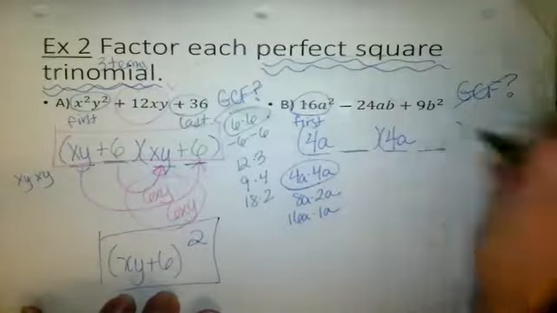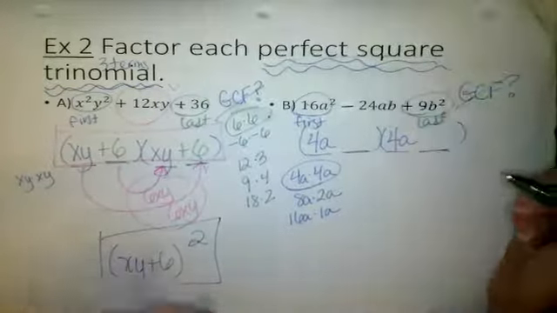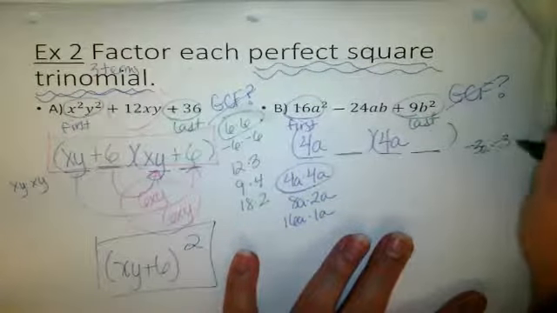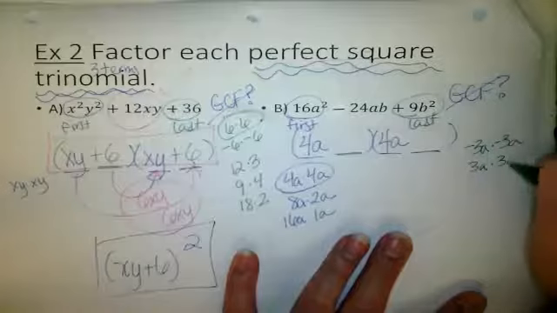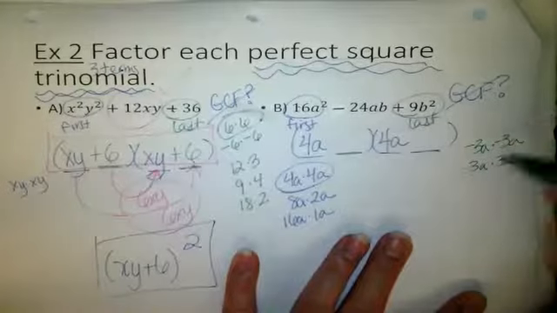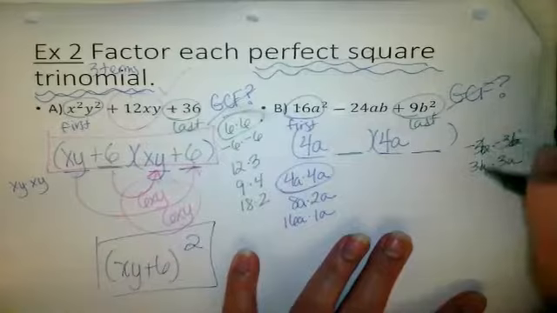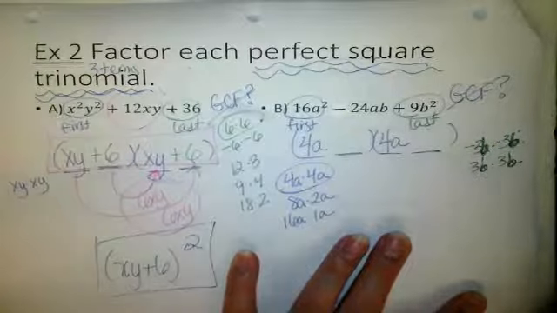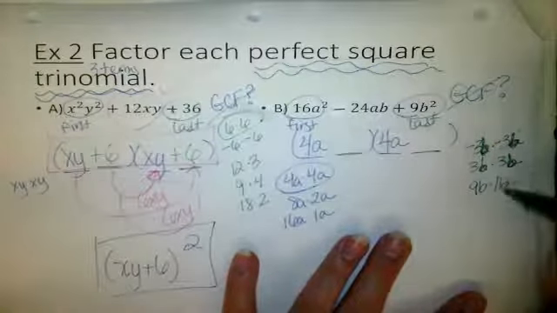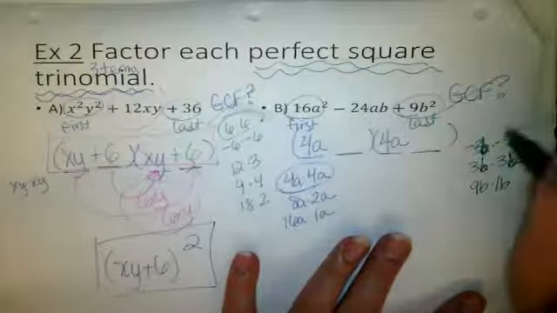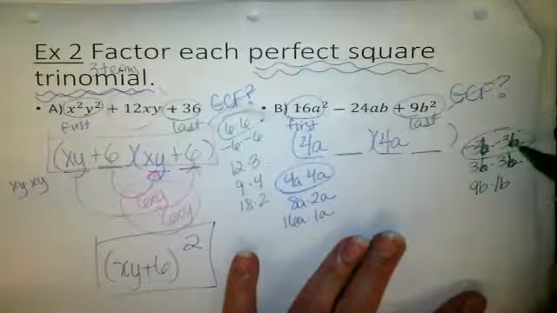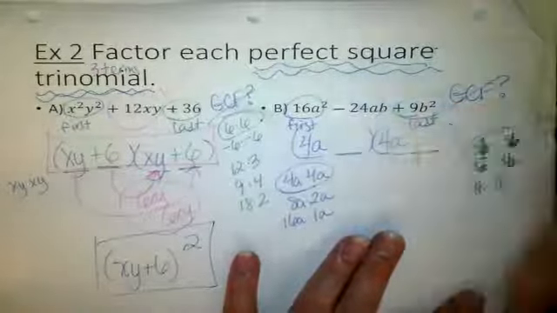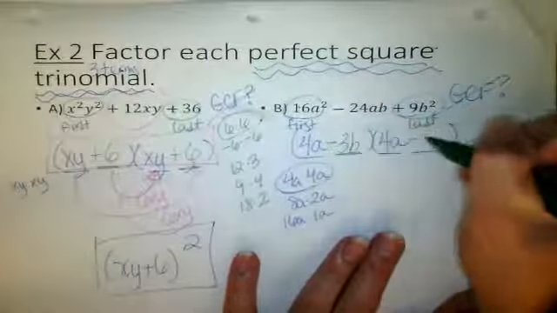And now, last times last has to be the last term. What times what is positive 9b squared? Negative 3b times negative 3b, or positive 3b times positive 3b. Oh, b. Thank you. Whoops. Yeah, b's, not a's. Sorry about that. All right. And we could do 9b times 1b, but which one are we going to go with? Negative 3b times negative 3b. Again, that is a perfect square. And we need it to be a negative result here. So negative 3b and negative 3b.